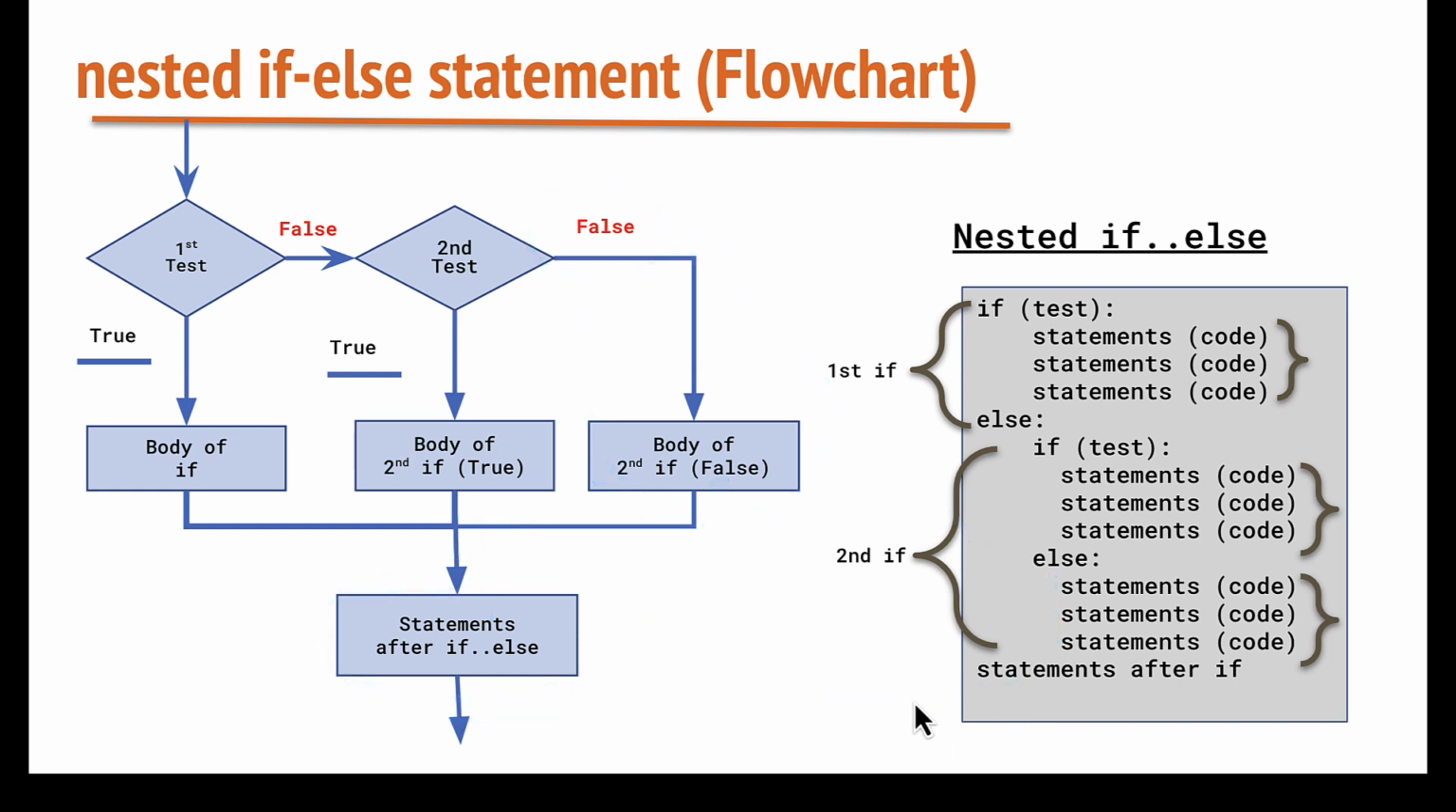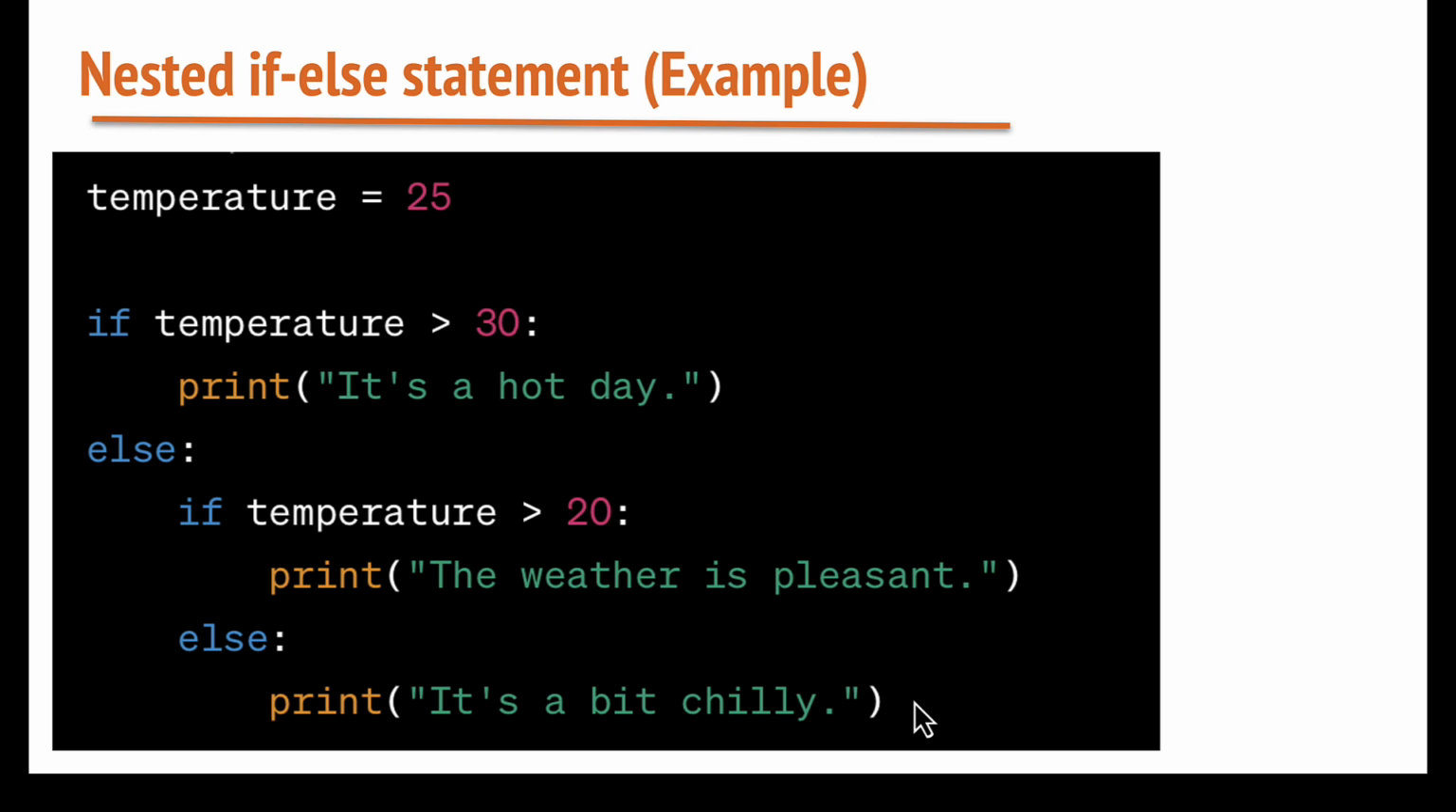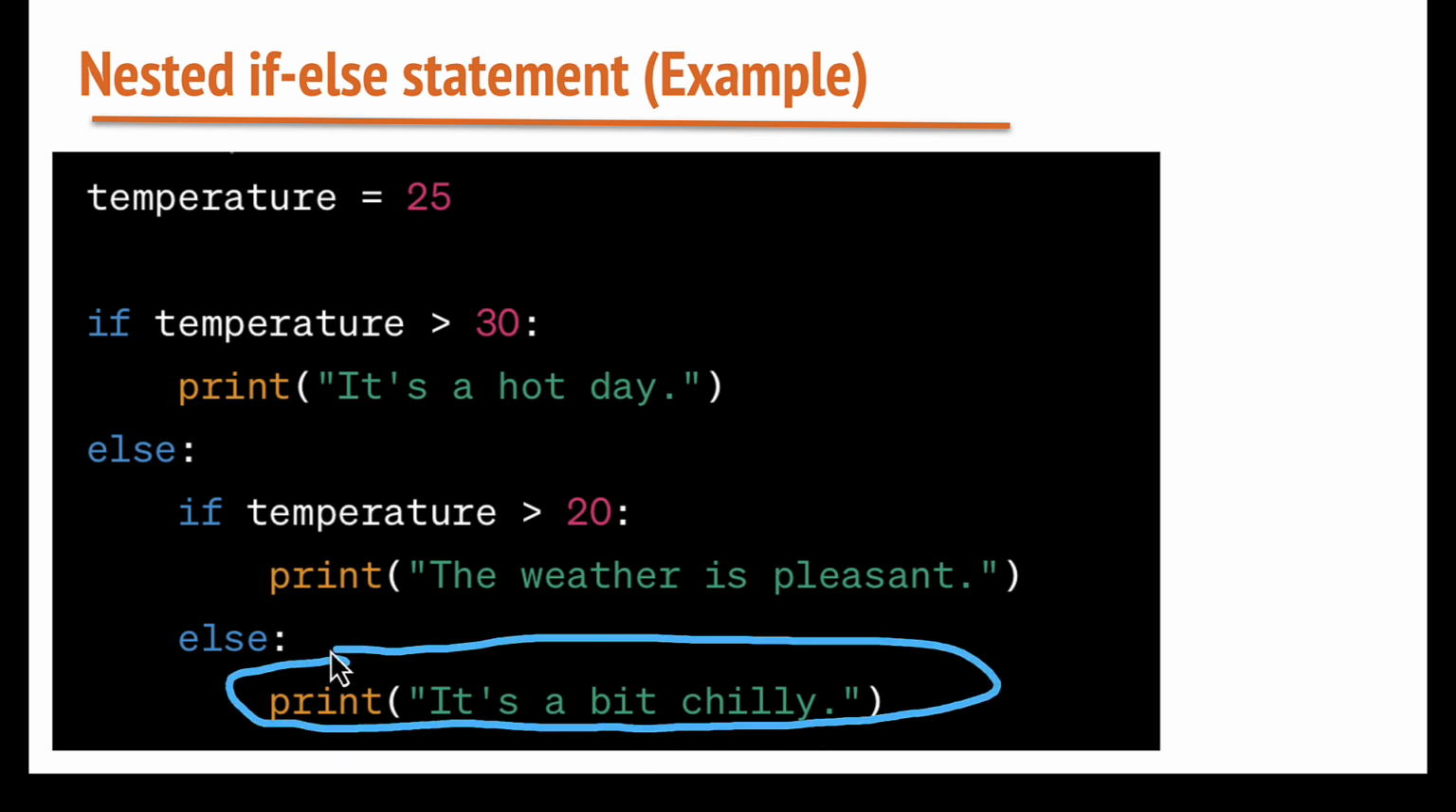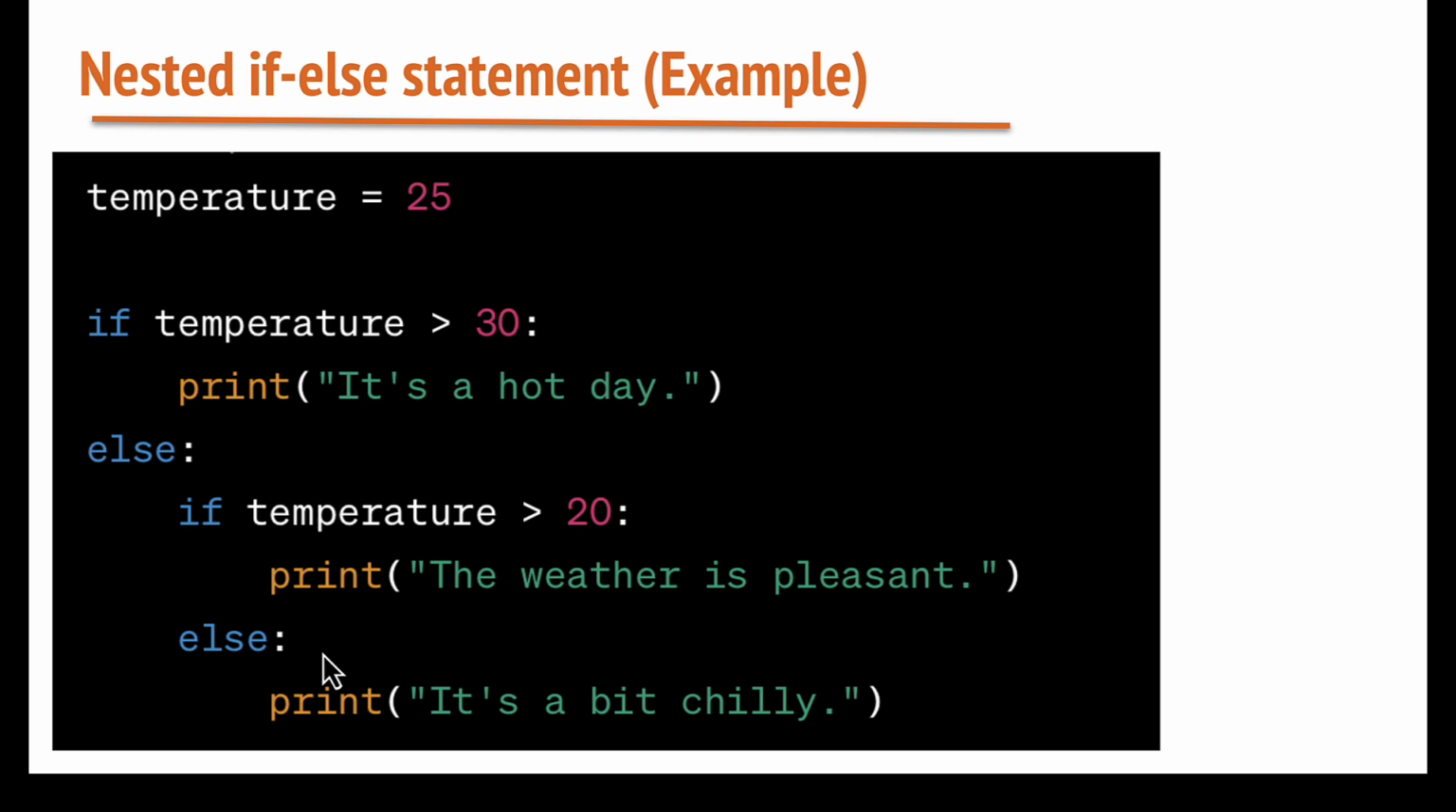So let's take a look at a snippet of our code. So in this one, we set temperature to 25. If temperature is greater than 30, it's going to display a hot day. Else, if temperature is greater than 20, then it's going to be a pleasant day. Anything else, then it drills down and it's going to display it's a bit chilly. So one of the programs we'll be doing is something along this particular syntax.